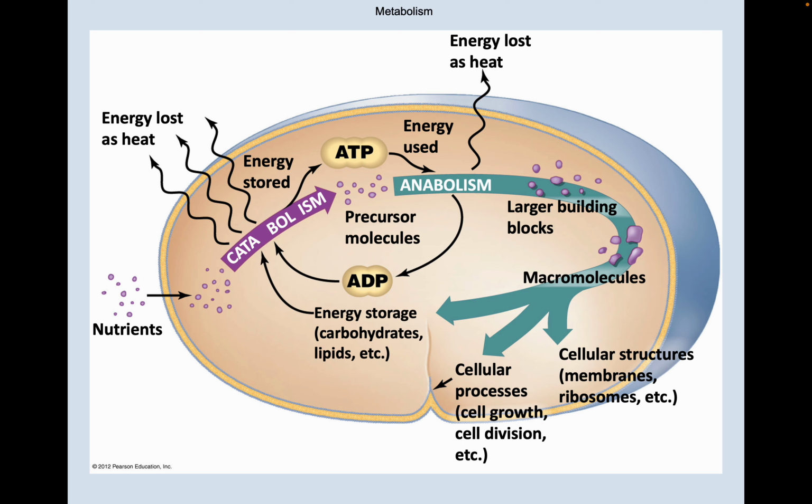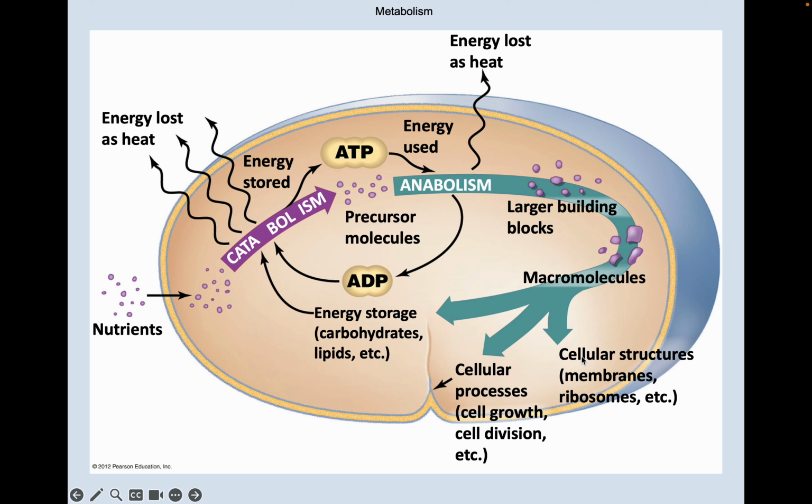All right, so let's talk about metabolism within a cell. We have ATP here. So it's stored energy. That energy can be used in the cell when anabolism occurs. Building blocks are put together to create macromolecules. These macromolecules are things like proteins, carbohydrates, lipids, and nucleic acids. Now, these macromolecules can be used around the cell for all kinds of different jobs.